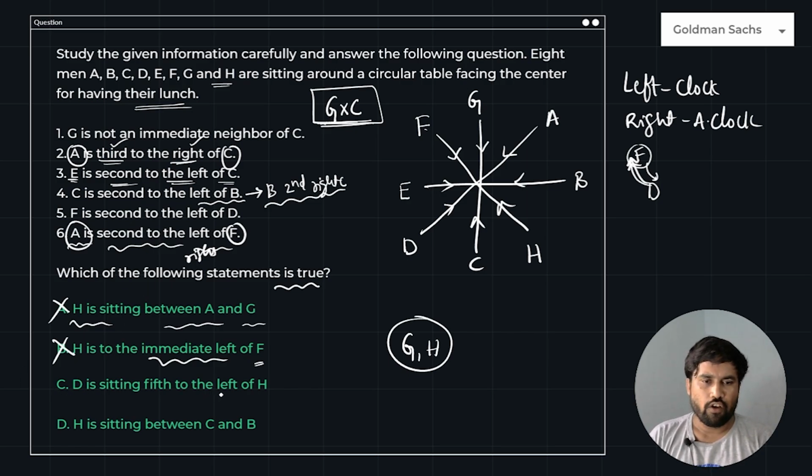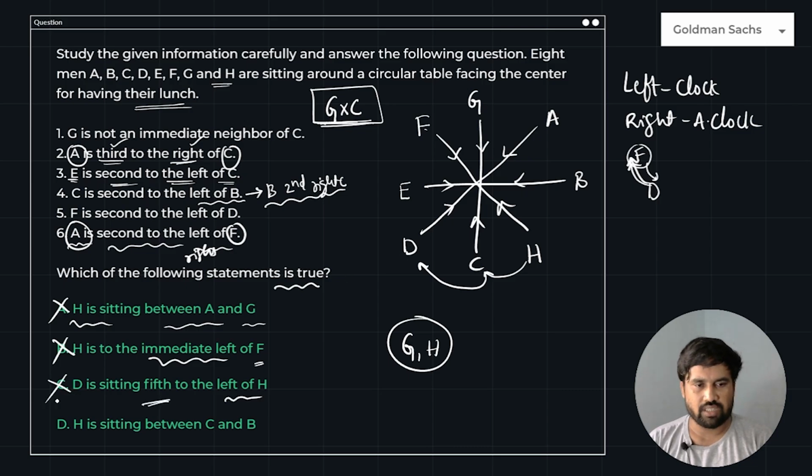D is sitting fifth to the left of H. So what is the position of D and H? Just look at here, guys. D is fifth to the left of H. From H, first left, second left. So second left is D, not fifth left. So option C also got eliminated. So obviously option D is correct. You don't even have to cross verify. You already cross verified three statements. Don't waste your time, D is correct, and go.